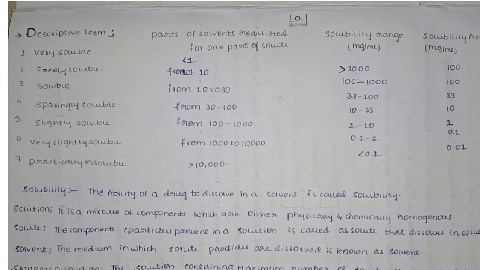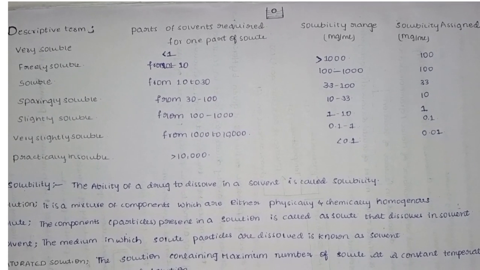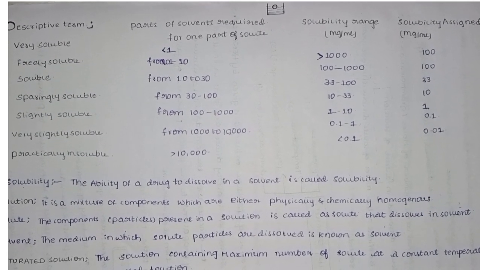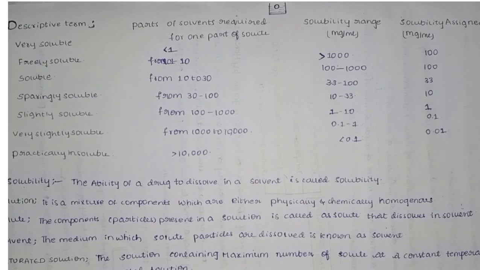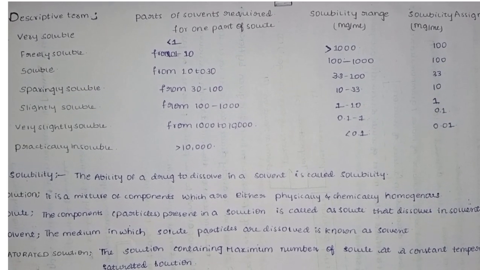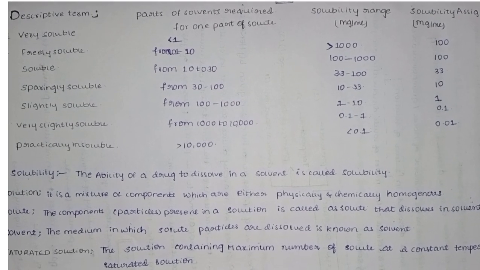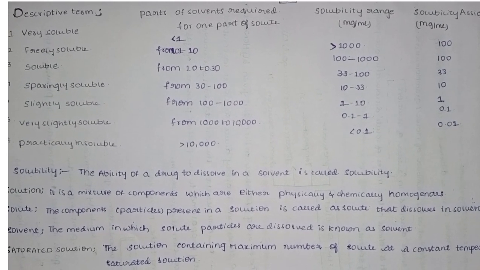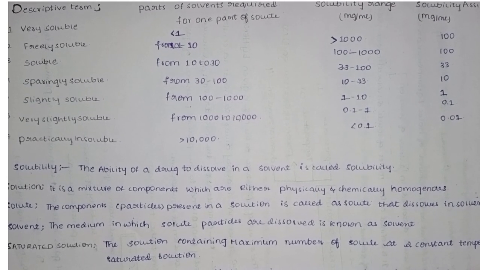So what I want to tell you is, you definitely need to memorize these. Very soluble, freely soluble, soluble, sparingly soluble, slightly soluble, very slightly soluble, and next practically insoluble. So remember the terms, means less than 1, and between 1 to 10, and between 10 to 30, and between 30 to 100, and between 100 to 1000, again in between 1000 to 10,000, and greater than 10,000.